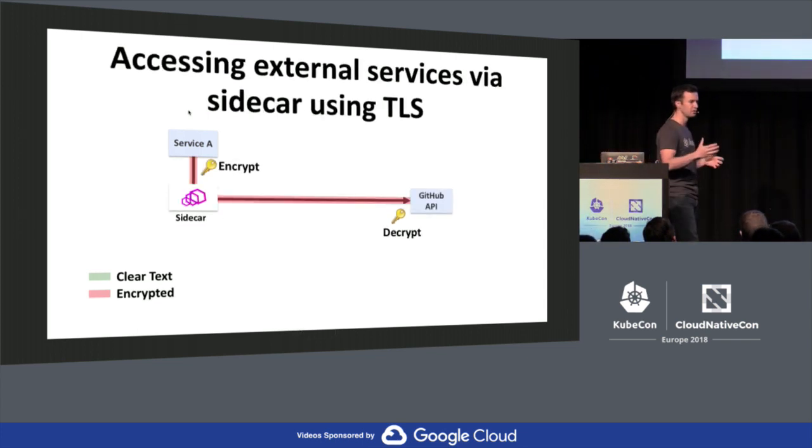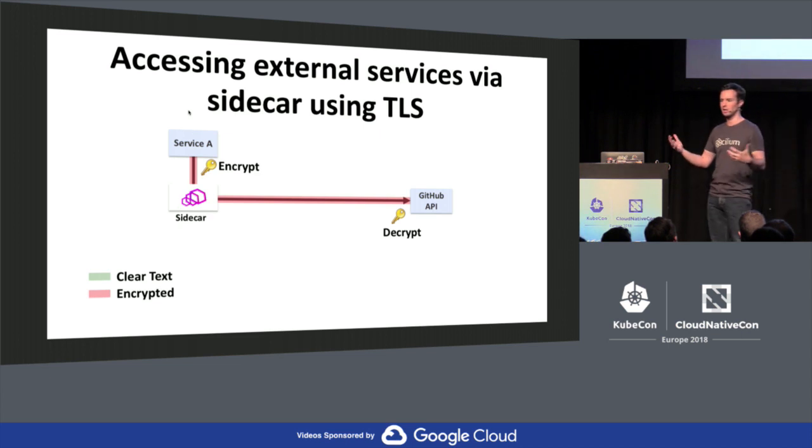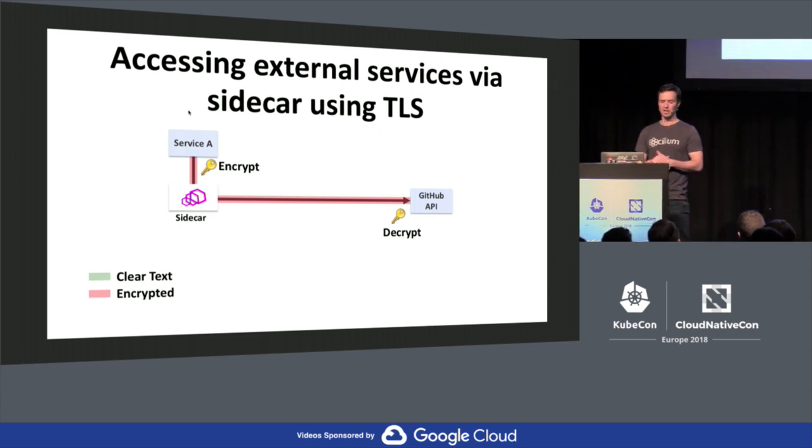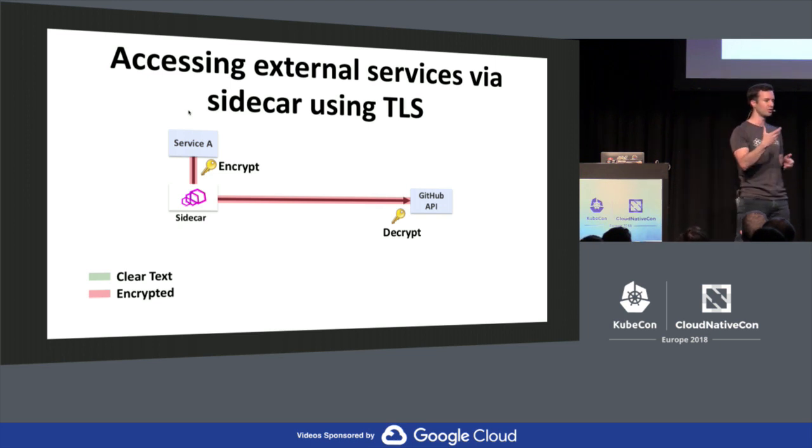How does this look if we're talking to external services? Let's say a GitHub API or a payment service API, something that's outside of the cluster. In that case, the application is obviously using TLS encryption, and it's encrypted in the application itself, right? The application is using SSL to talk to GitHub using HTTPS. You're definitely not going to send your password clear text across the internet, right? So how does that work with a sidecar? Because at this point, the HTTP payload is already encrypted. How do we solve this?